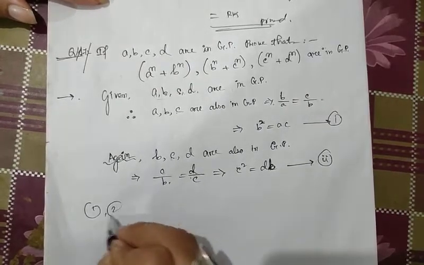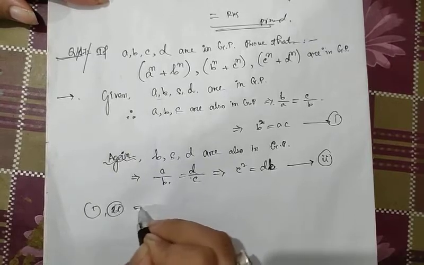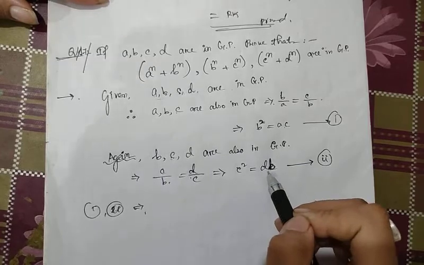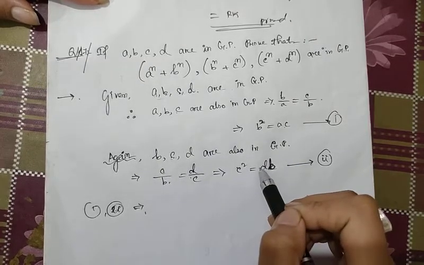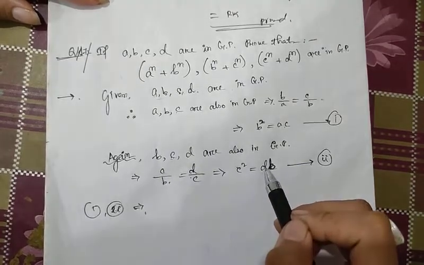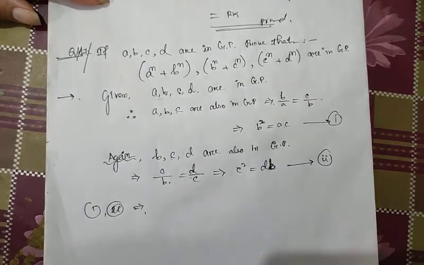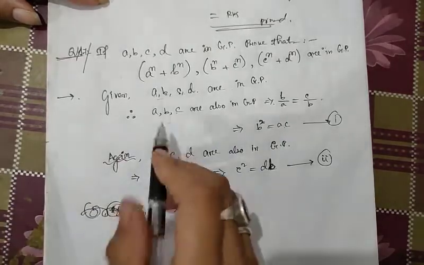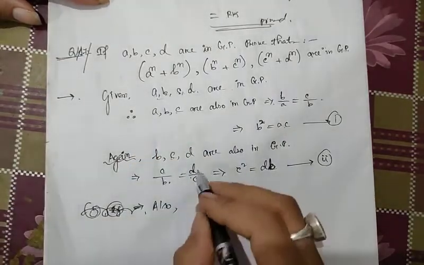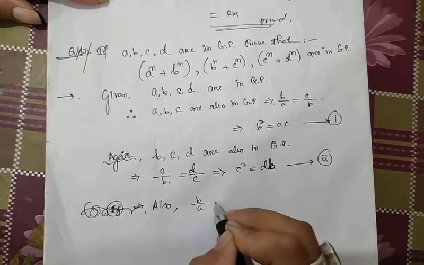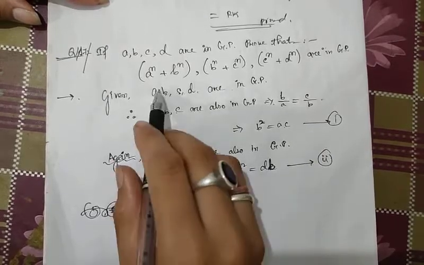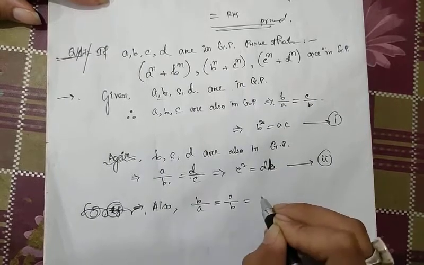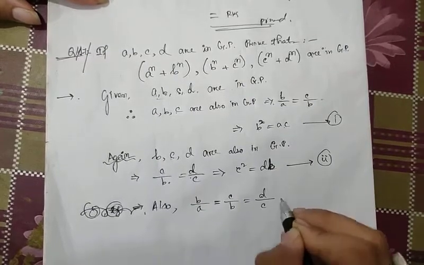So from 1 and 2, we can write B square equal to AC and C square equal to BD. Also, since A, B, C, D are in GP, we can write second term by first term equal to third term by second term equal to fourth term by third term.